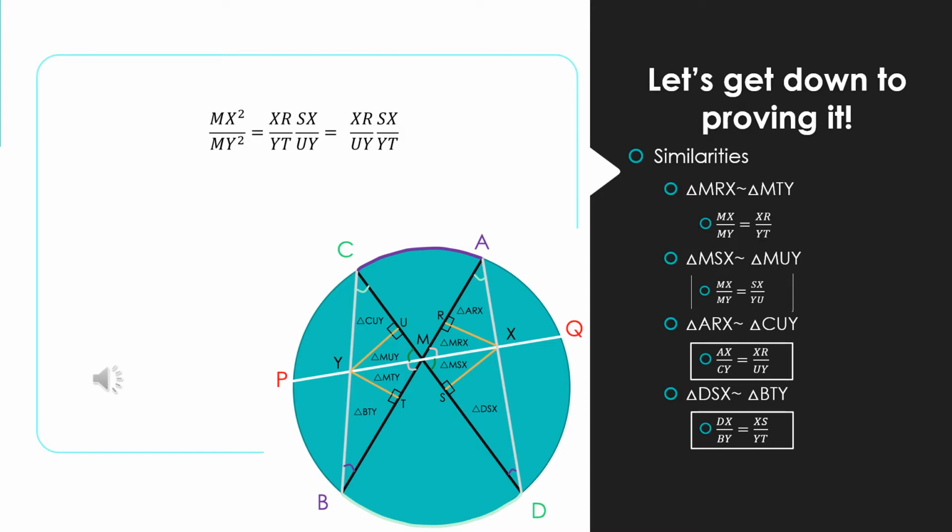triangle similarities. If we substitute XR divided by UY for AX divided by CY, and SX divided by YT for DX divided by BY, we get MX squared divided by MY squared equals AX times DX divided by CY times BY.